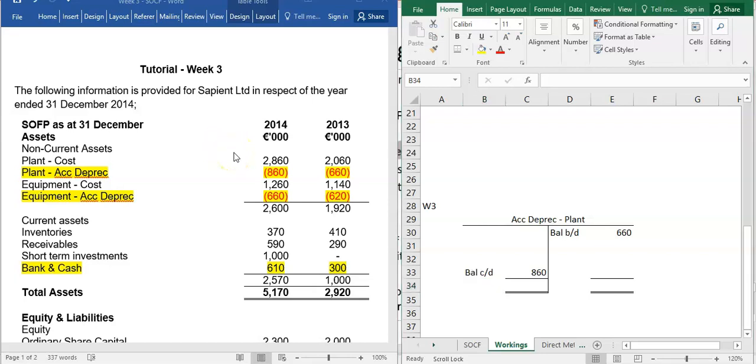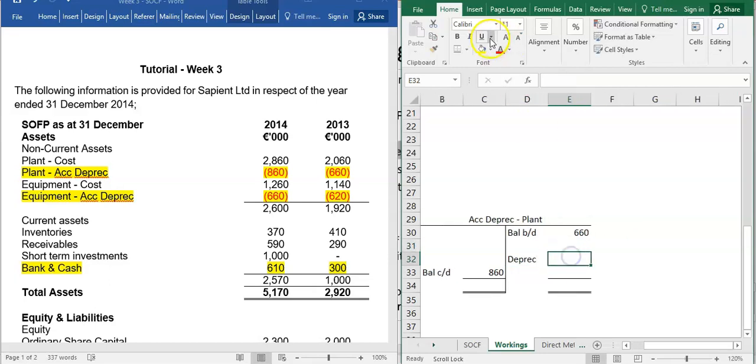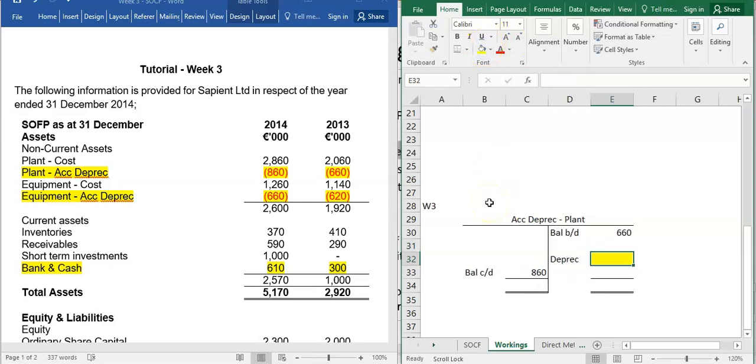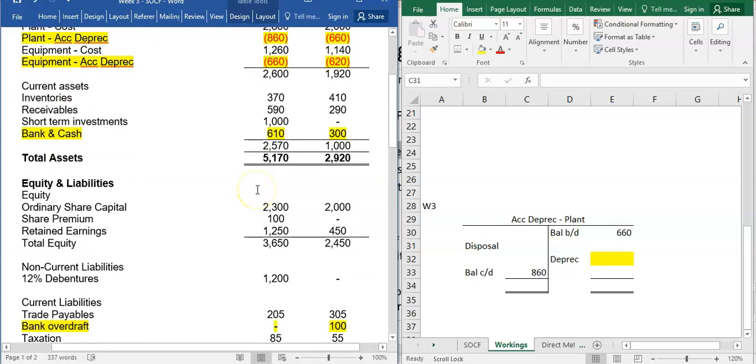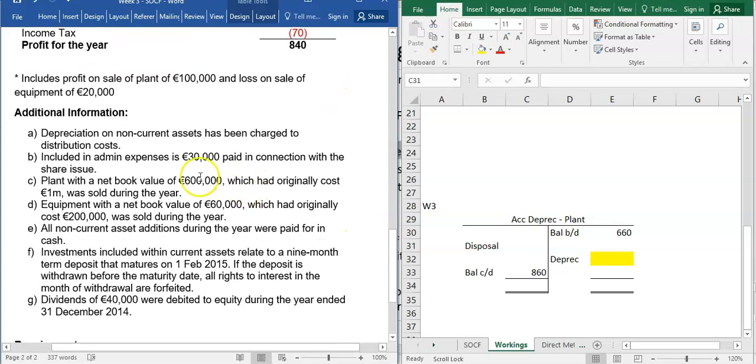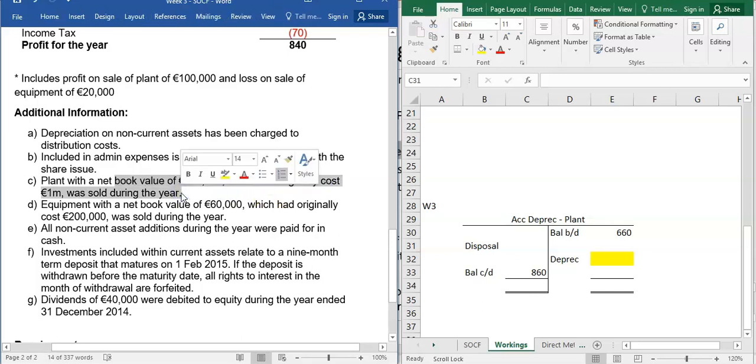When you think about it, there are only 2 real things that can move accumulated depreciation. That is depreciation for the year, which is what we're looking for, and I'm going to put that in yellow. And also, if you made a disposal during the year, which we also had. So if we go down to the question, we know we sold plant during the year. Plant with a net book value of 600,000, which originally cost 1 million, was sold during the year.